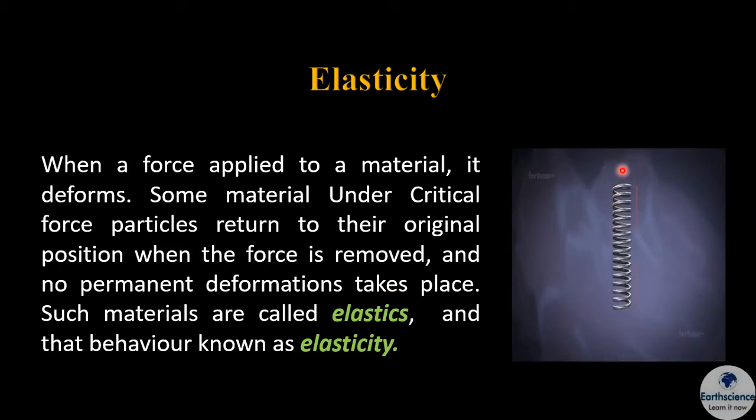Here look at this spring. We are applying force in this direction, but it is regaining its original position, and there is no change. The deformation is not permanent. It is regaining its original position back. That is called elasticity, and this is known as the elastic material. Apart from elastic, there are inelastic and plastic materials also, but those types are not required for seismic prospecting.